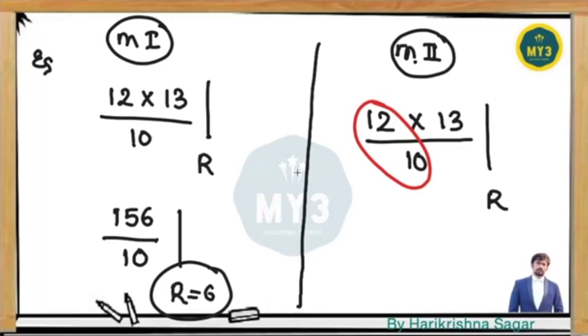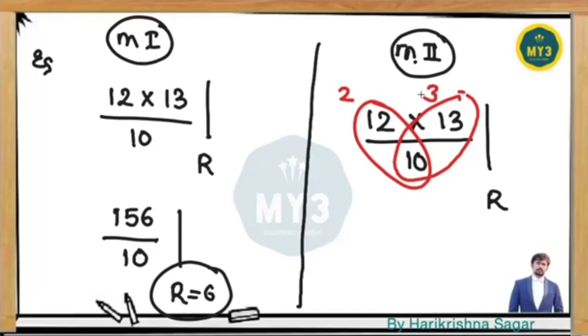Okay. 12 by 10, we are going to get the remainder as 2. Similarly, what is the remainder of 13 by 10? 13 by 10, what remainder is coming? We are going to get a remainder as 3.